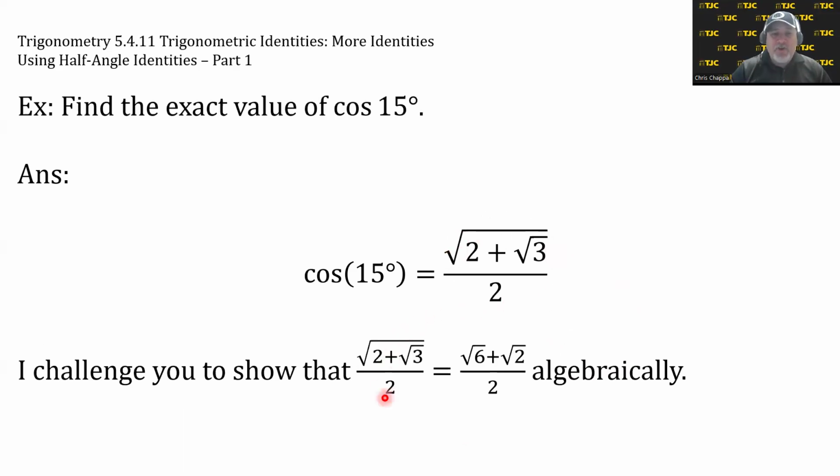So I challenge you to show that these two rational expressions involving square roots are equal. Show it algebraically, meaning can you transform one into the other? If you put them in a calculator, they'll give you the same decimal. That's not a proof. That's evidence.